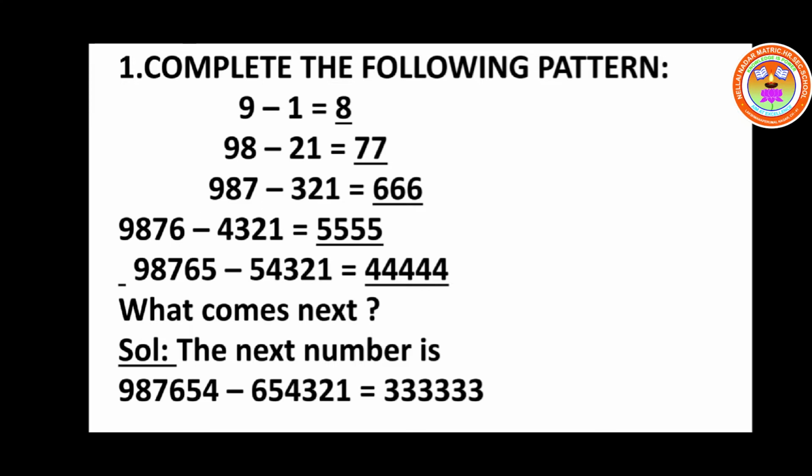Now what comes the next? So we have to find the next number. So solution, the next number is, you know already 98765. The number is reduced. So after 5 what you'll get? 4. Minus, here the number is increased. So before 5 you'll get the number 6. So 654321, which is equal to, so 9,87,654 minus 6,54,321, which is equal to 3,33,333 is your final answer.